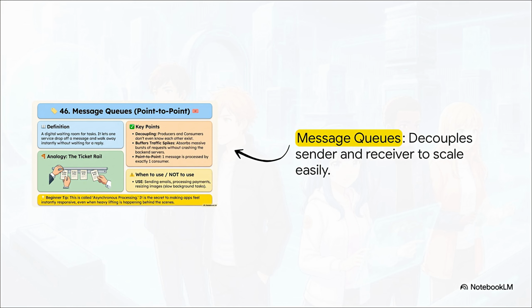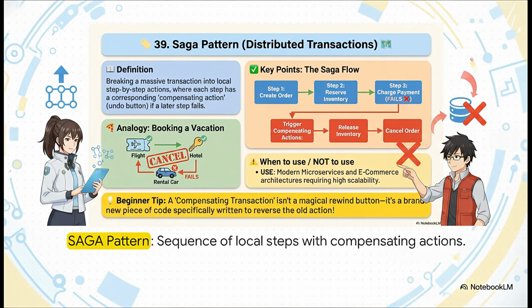And if a task repeatedly fails, no big deal. It's safely pushed over to a dead letter queue for you to investigate later. For complex e-commerce flows, we absolutely want to avoid locking databases. Instead, we handle distributed transactions using the Saga pattern.